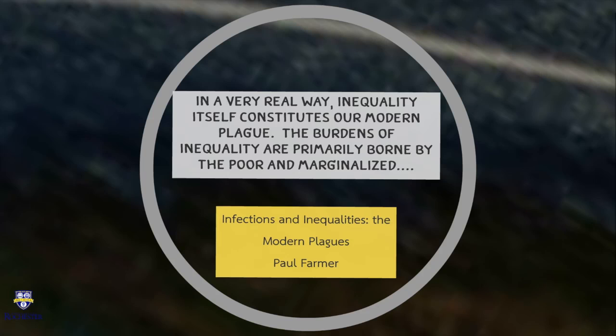Of course, poverty and its attendant disparities is but one of many social determinants of health that include ethnicity, gender, sexual orientation, immigration, and refugee status, among other social factors.